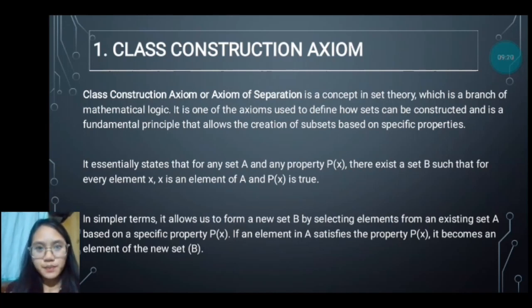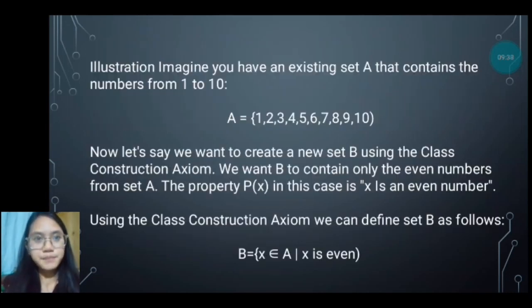In simpler terms, it allows us to form a new set B by selecting elements from an existing set A based on the specific property P of X. If an element in A satisfies the property P of X, it becomes an element of the new set B.